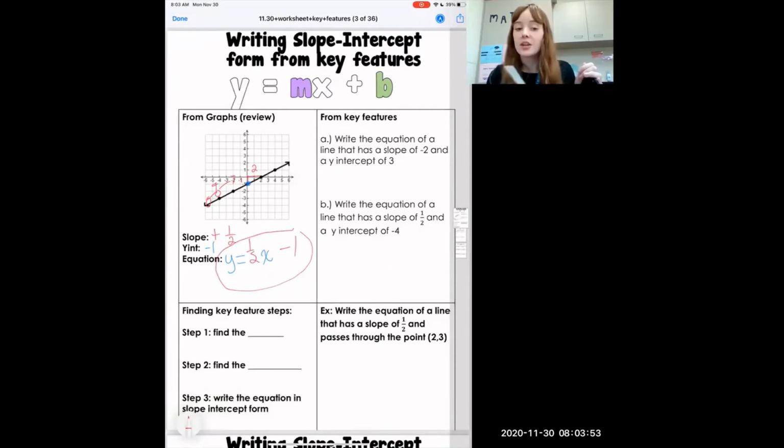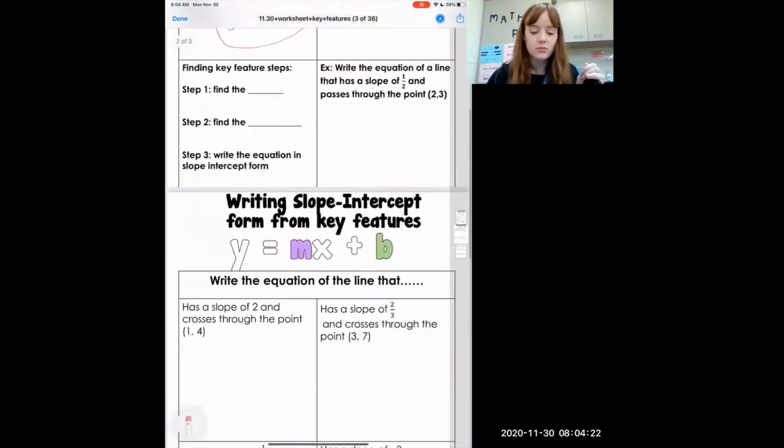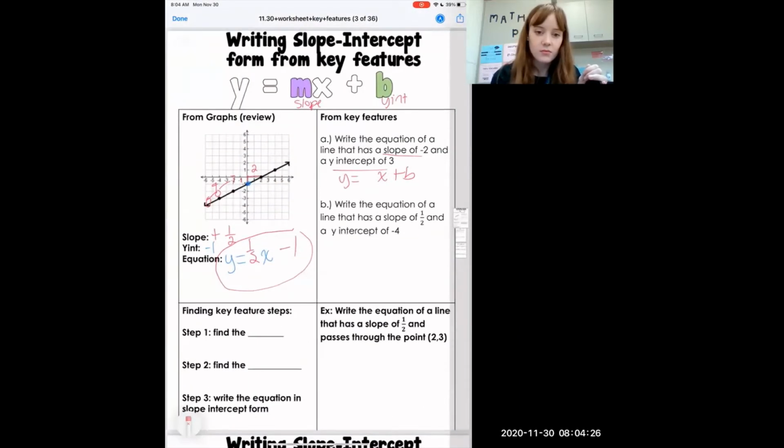Today, they're going to have some examples that are easier than that and some that are a little bit harder. The first example is a little bit easier. They're just automatically going to tell us the slope is -2 and the y-intercept is 3. So all I have to do is remember that slope is the m and y-intercept is the b. So I would do y equals mx plus b, where m is my slope of -2, and b is my y-intercept of +3, so plus 3.